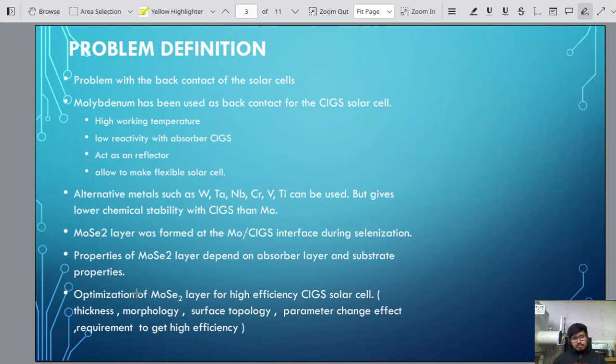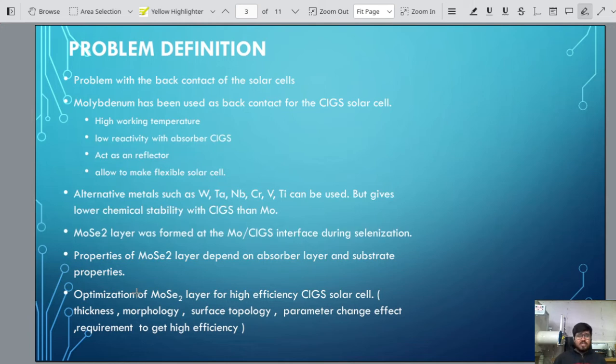Again, molybdenum acts as a reflector. That means the transmitted or unabsorbed radiation from the CIGS layer is reflected back into the CIGS layer, which indirectly increases the photocurrent and increases the efficiency of the solar cell. Again, molybdenum allows us to make flexible solar cells. Molybdenum can be deposited on a glass substrate for the rigid solar cell, or on a steel or plastic substrate for the flexible solar cell.